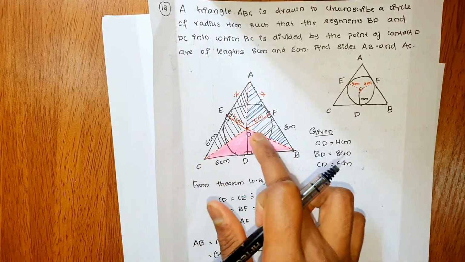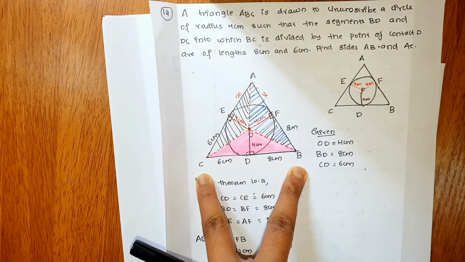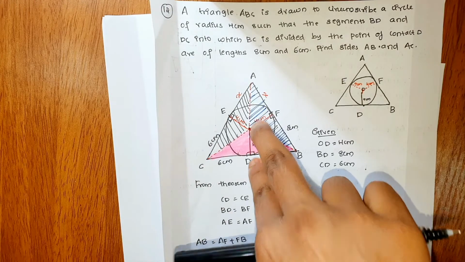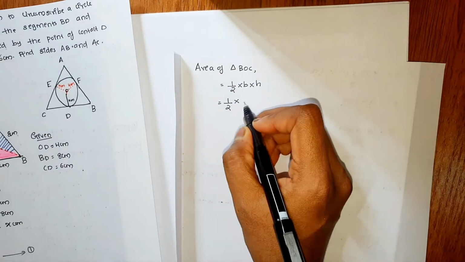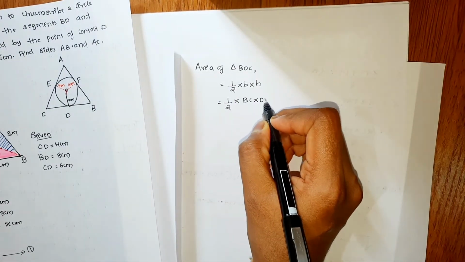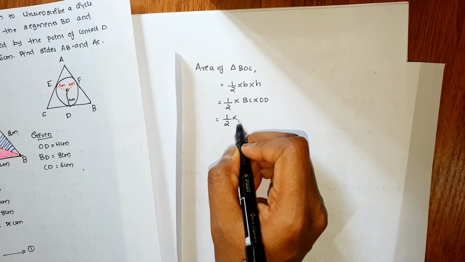This is our triangle BOC. So what is the base? BC is the base, and what is the height? OD, the perpendicular height. OD is the height. So we can write half into BC into OD. Okay. So half into, what is BC?